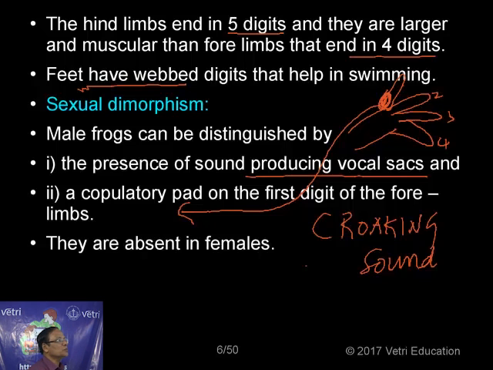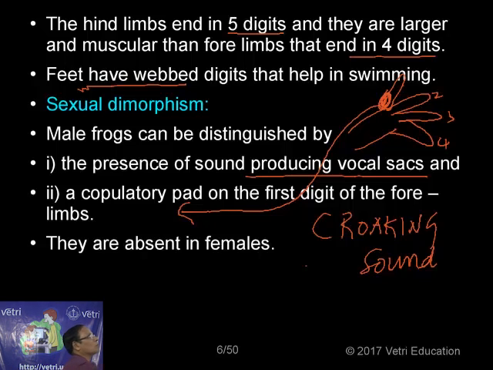So these are the two major differences between the male and female frogs. Both the vocal sacs and copulatory pads are absent in the female. We can see the copulatory pad on the first finger, that is, on the first digit of the forelimbs. The differentiation between the male and female sexes is called sexual dimorphism.